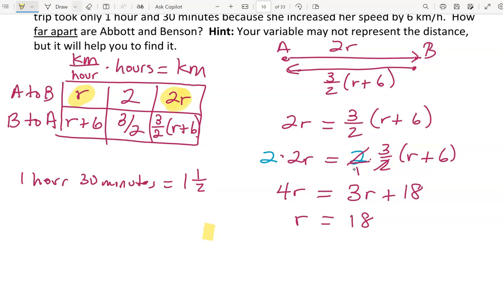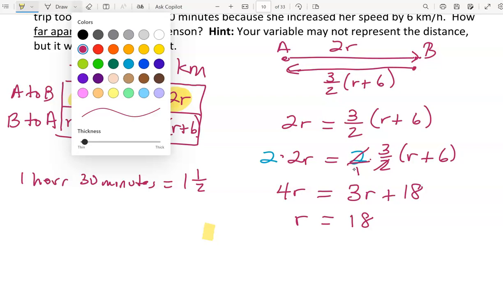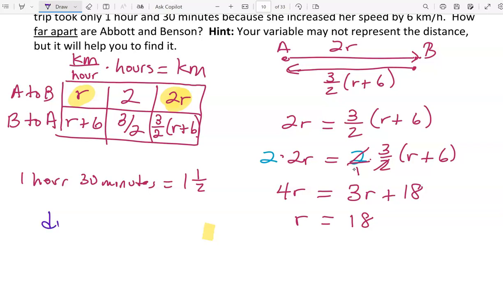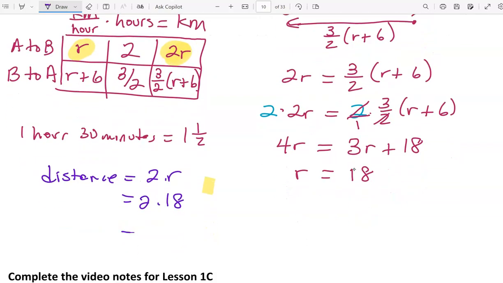Well, there's 2 expressions for that distance, but the easiest one to work with is 2 times r. So our distance is 2 times r, which is 2 times 18, and that's going to equal 36, and that would be measured in kilometers. So sometimes when you solve for your variable, it's not what you're looking for. So we have to be conscious of what the variable stands for. That's where our chart really helps us out. That wraps it up.